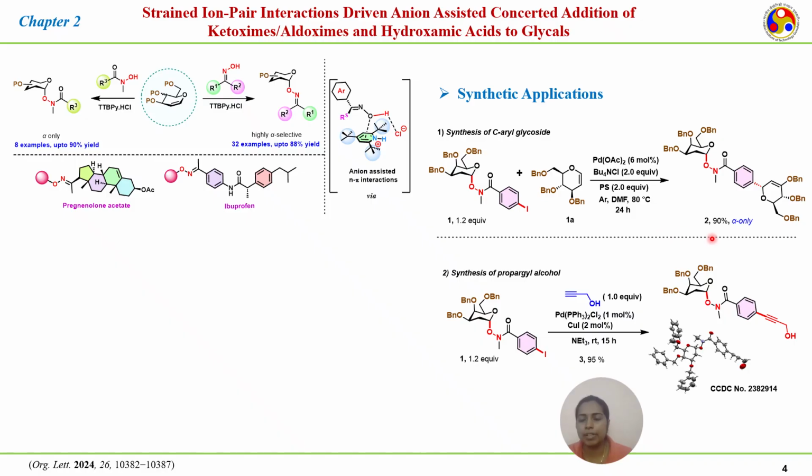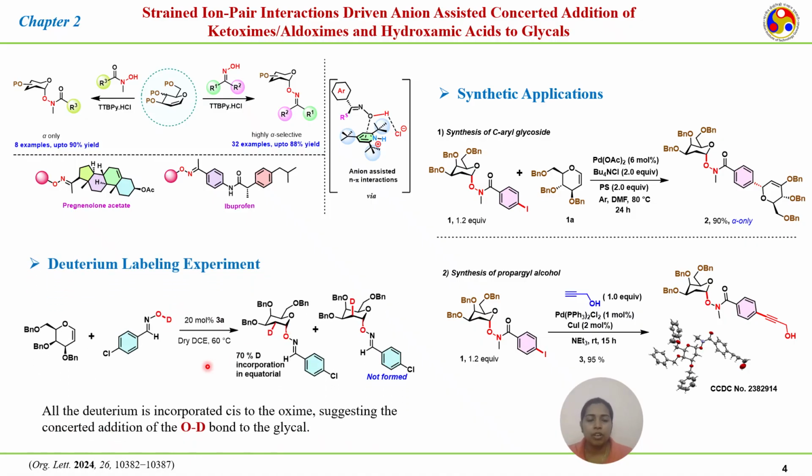For synthetic application, we have synthesized this pseudodisaccharide 2 and this propargyl alcohol containing glycoside 3 from 1 using palladium-catalyzed Heck and Sonogashira coupling. It afforded the product with excellent yields and alpha selectivity. When we performed the reaction using deuterated water, 70% deuterium was incorporated, which is cis to the oxygen. This suggests that this is the concerted addition of the O-D bond to the glycal.